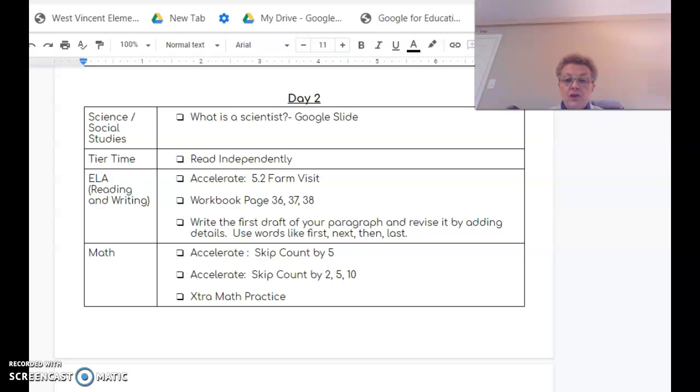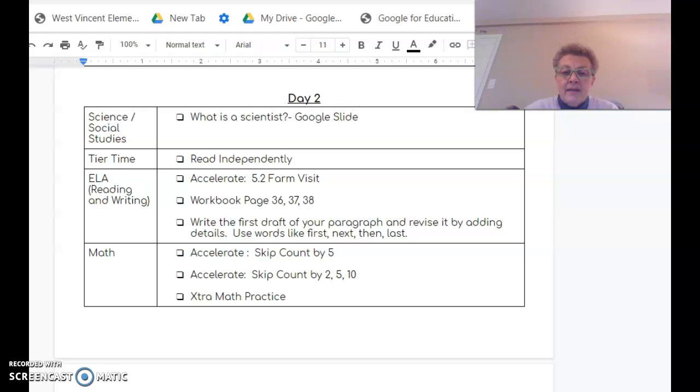And then you needed to complete Accelerate Module 5 in Math, skip counting to 1,000 and making estimates, along with your workbook page 16, and you should have also practiced extra math. So today, boys and girls, for day 2, you are going to be completing a Google slide.